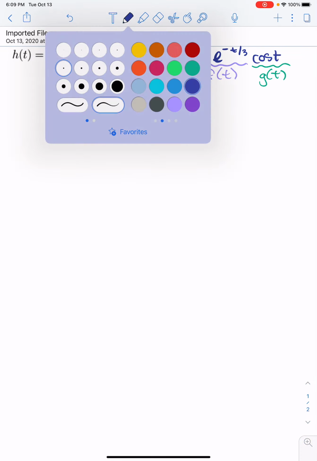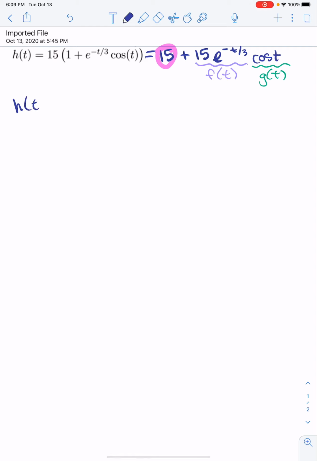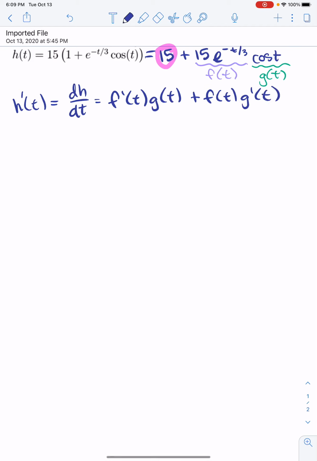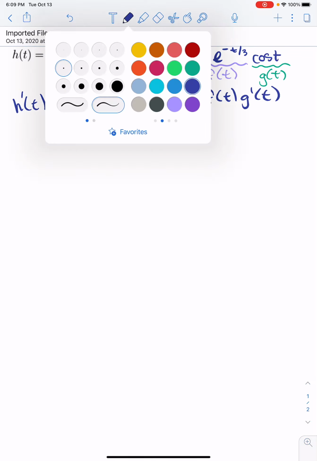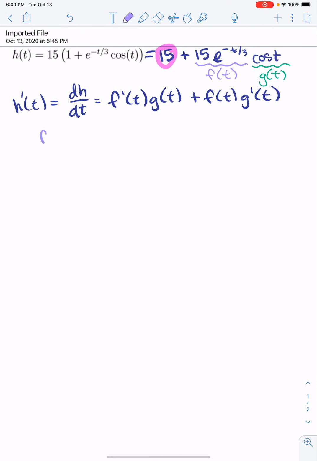Because then we know with the product rule that h prime of t, or dh dt, you can write it either way, those are equal to f prime of t g of t plus f of t g prime of t, because with the product rule we take the derivative one at a time. Okay, so now let's figure out what these things are. So let's find f prime of t, because this is where we're going to be taking the chain rule.